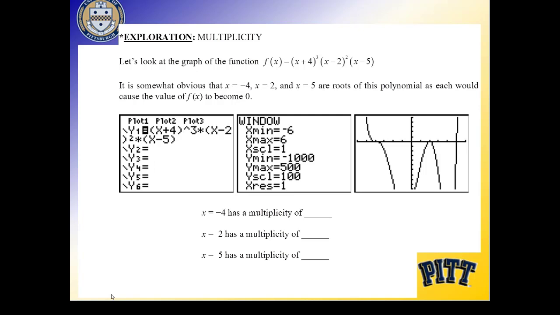But here, most of the time you're not going to be given a polynomial function where it's factored for you. Here it's factored: you have x plus 4 to the third power, x minus 2 to the second power, x minus 5. If you're able to factor and you have factors appearing more than once, that means they're going to count as several factors.